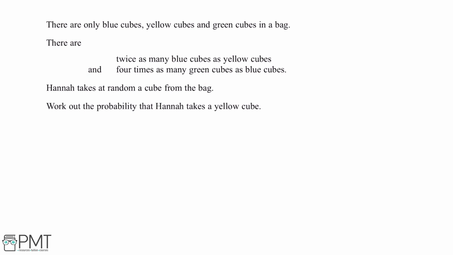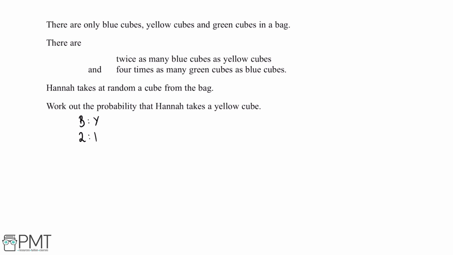So the first thing the question's told us is there are twice as many blue cubes as yellow cubes. Now if we were to put this into a ratio, what this means is the ratio of blue cubes to yellow cubes will be 2 to 1. Now what this means is for every yellow cube, there will be 2 blue cubes, meaning there are twice as many blue cubes as yellow cubes.